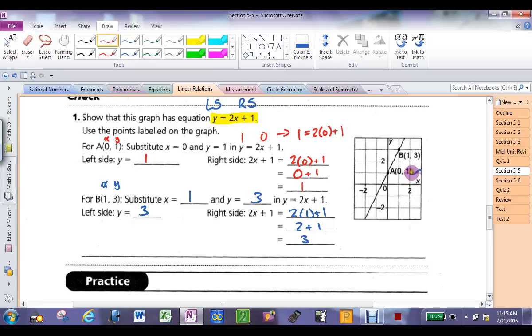So this point is definitely on the line. I should have ticked it in red. Right? Does 3 equal 3? Yes. So this point is definitely on the line. Once I have 2 points on the line, I know the rest of the line will work. Okay? Because I'm not drawing it. It's already drawn for me. So if these 2 work, that proves my lines are the same. Right? Good? Great.